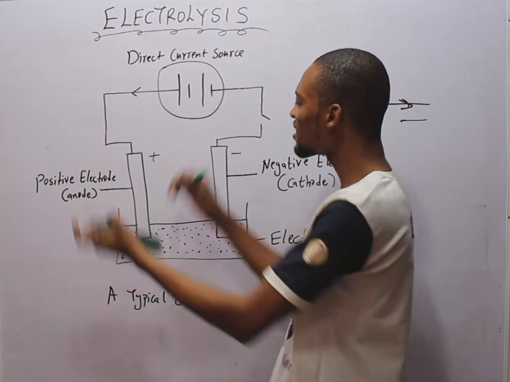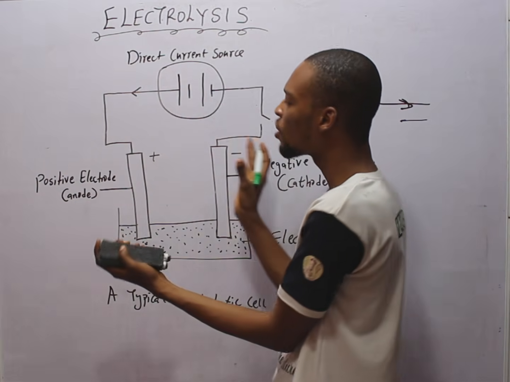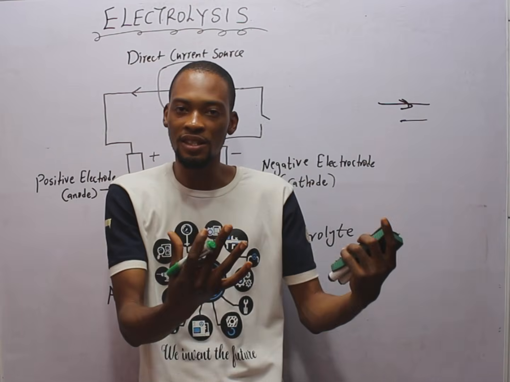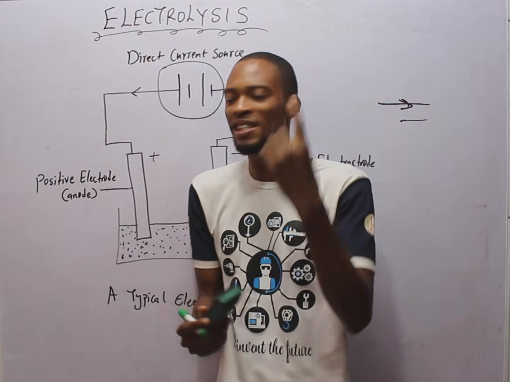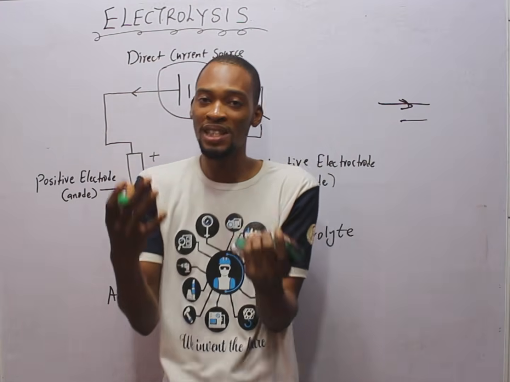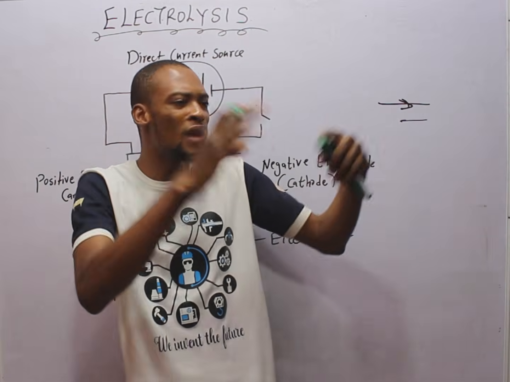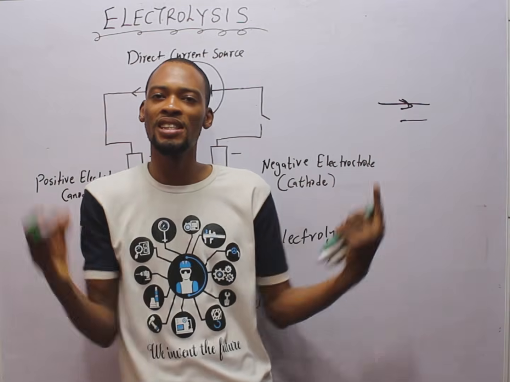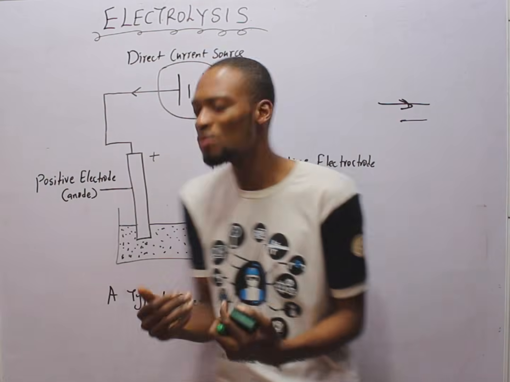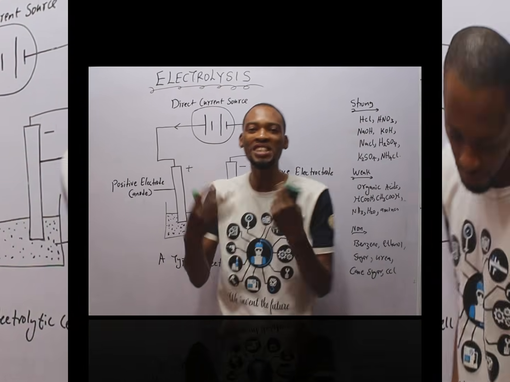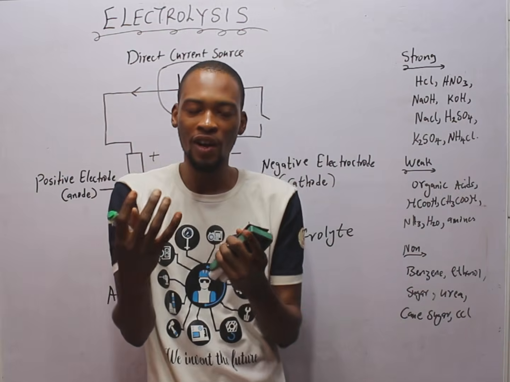An electrolytic cell is a cell or a setup where electrolysis takes place. If electrolysis is the passage of direct current through a substance to split it into its component ions, then where does electrolysis take place? It takes place in an electrolytic cell. This is how electrolysis works.